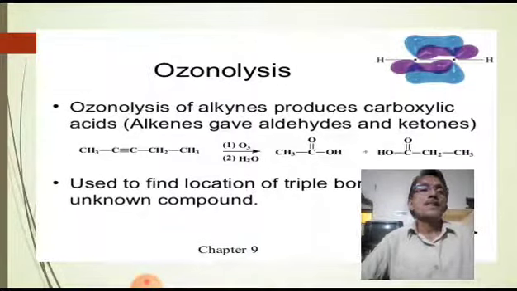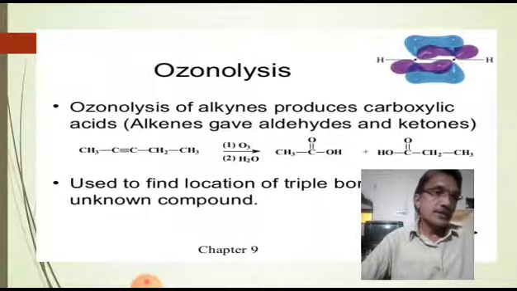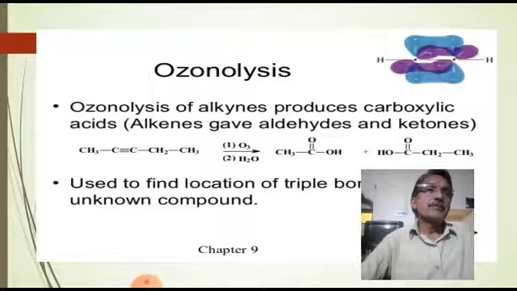So, the addition reactions which occur in alkenes also occur in alkynes: addition of hydrogen, addition of halogens, addition of hydrogen halide, addition of water, ozonolysis. One more thing, polymerization. Already we discussed polymerization of alkenes. When ethene undergoes polymerization, it gives polyethene.